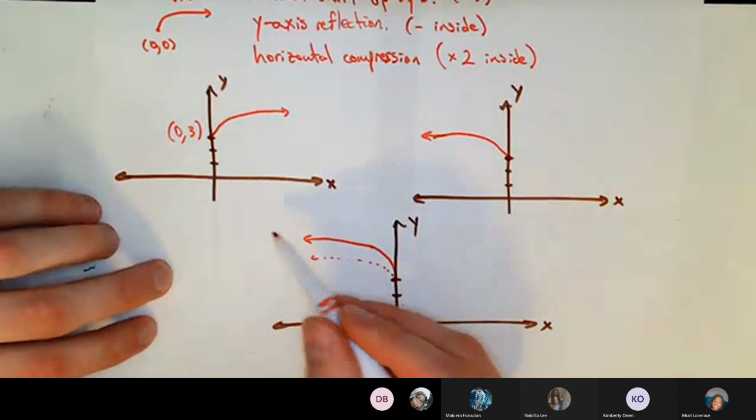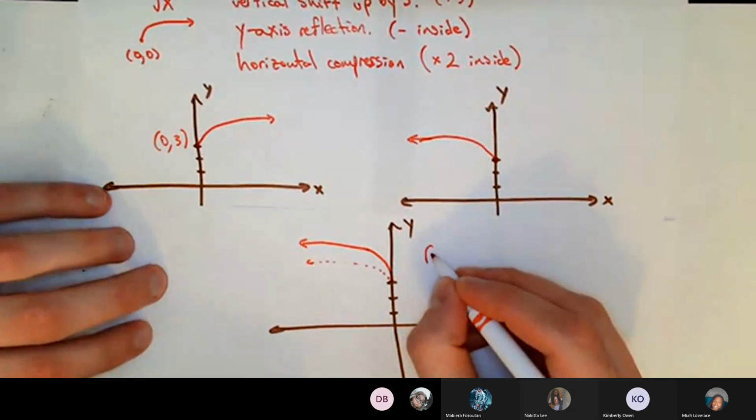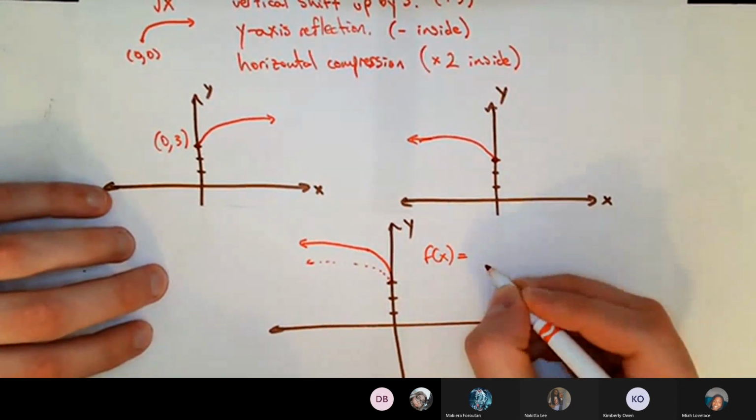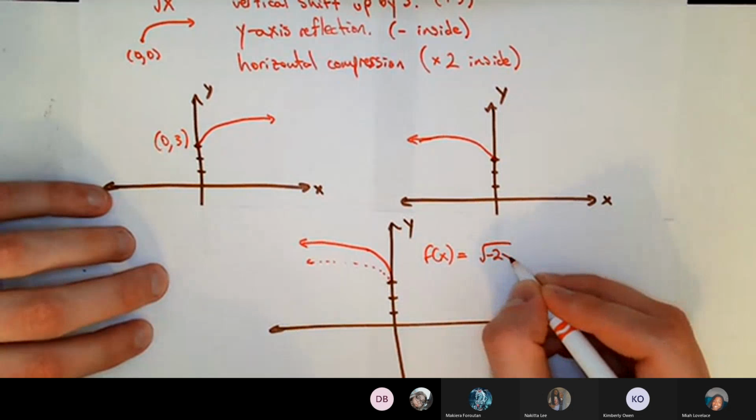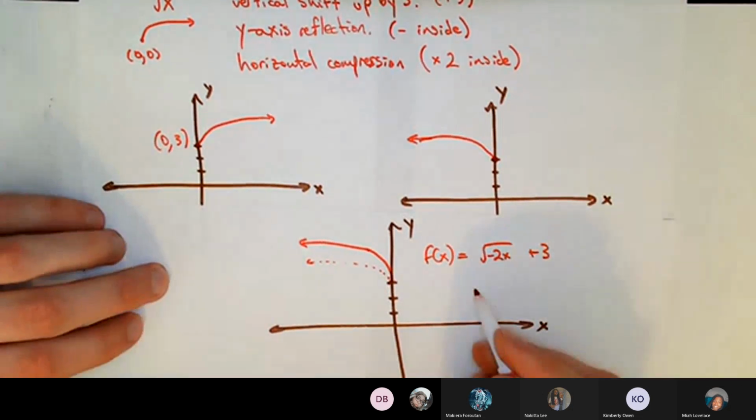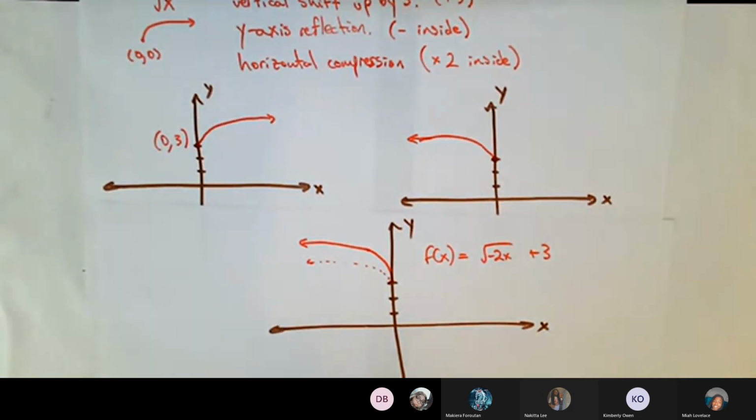So this solid red line here is the function with all the transformations put together: square root of negative 2x, and then a plus 3 outside.